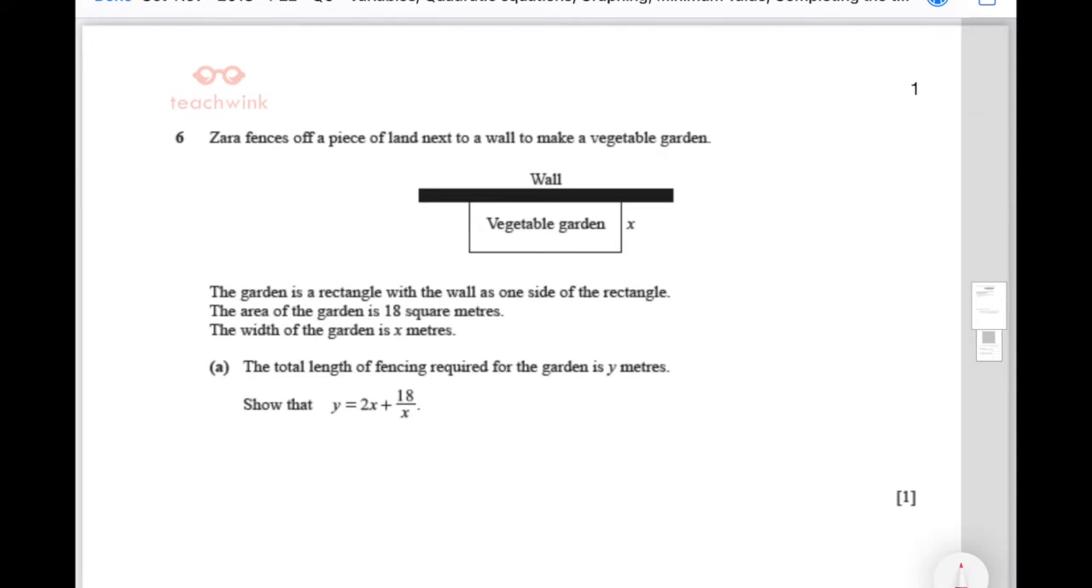vegetable garden. The garden is a rectangle with the wall as one side of the rectangle. The area of the garden is 18 square meters. The width of the garden is x meters. Part A says the total length of the fencing required for the garden is y meters. Show that y is equal to 2x plus 18 over x.